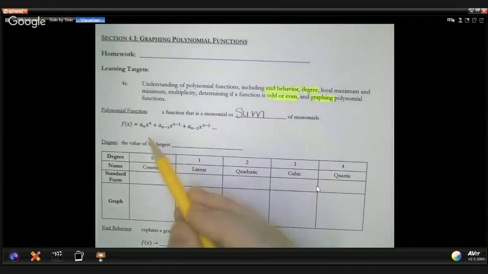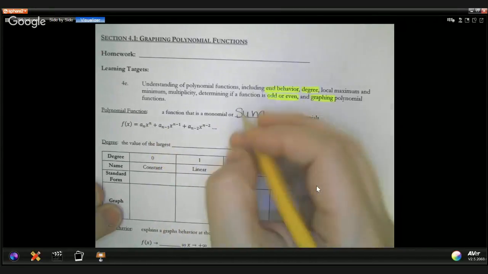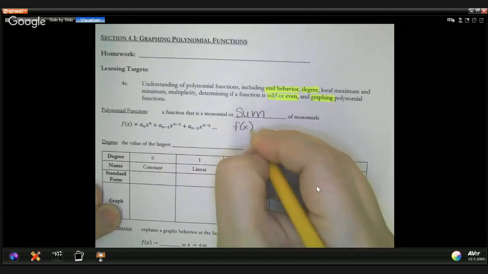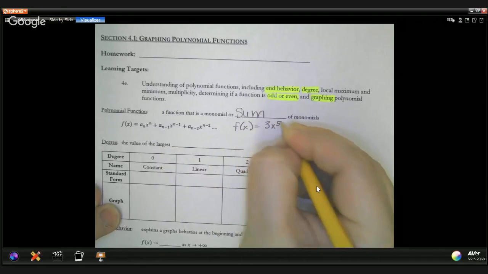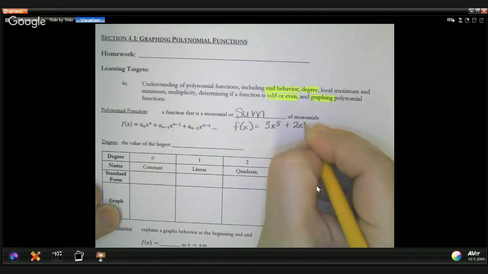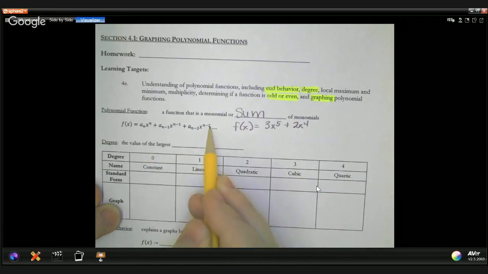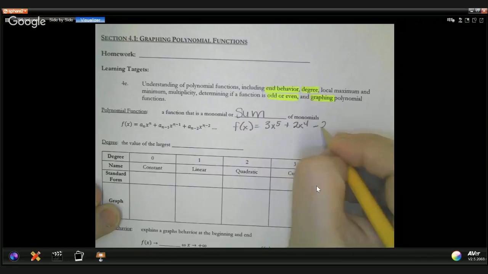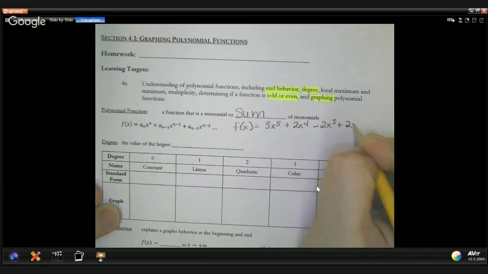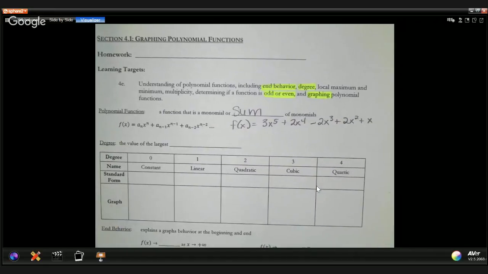All right, so a polynomial function is a function that's a monomial or a sum of monomials. So this is pretty funky looking, but really it's just something like this: f of x equals 3x to the fifth plus 2x to the fourth. And you see how that keeps minusing 1 on the exponents? Okay? That's all a polynomial function is. We could graph things up to the 10th power. Most of the ones we will be doing are from the 3rd to the 5th power.